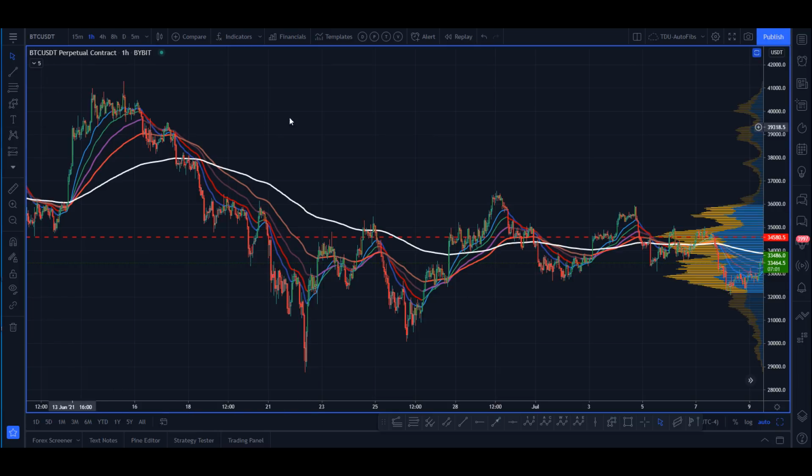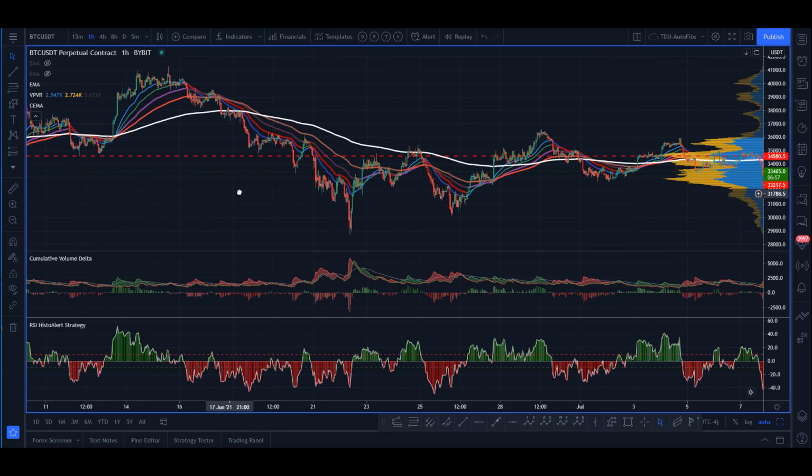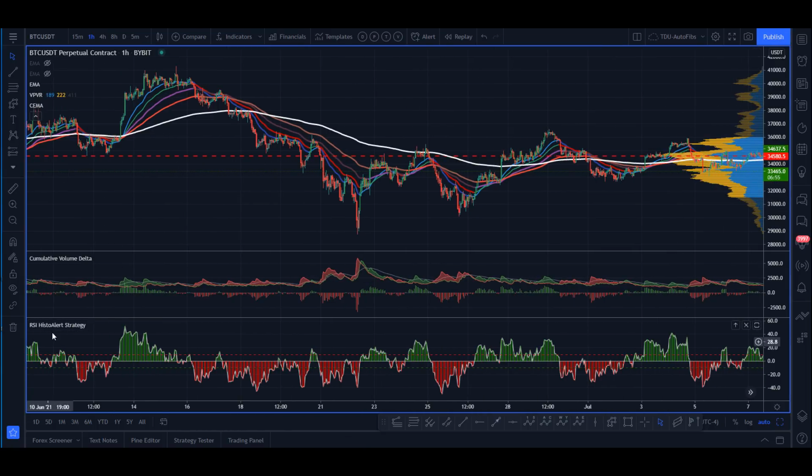Now below, I'm going to give you 2 down here. One, and you've seen this before, members. I think some of you guys have been playing with this or working with this. This is the RSI Histo Alert strategy. I'm not using it as part of a strategy, but that's how you're going to find it.